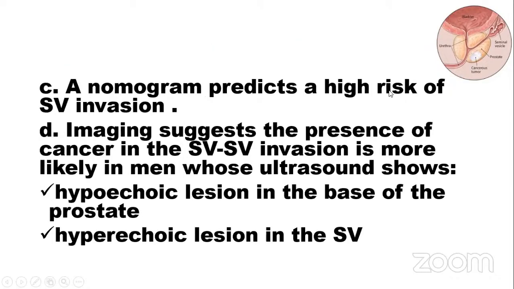A nomogram that predicts a high risk of seminal vesicle invasion. Imaging suggests the presence of cancer in the seminal vesicles: invasion is more likely in men whose ultrasound shows hypoechoic lesions in the base of the prostate or hyperechoic lesions in the seminal vesicles. So if we find on the ultrasound imaging hyperechoic areas in the seminal vesicles or a hypoechoic lesion in the base of the prostate, this suggests the presence of cancer in the seminal vesicles.